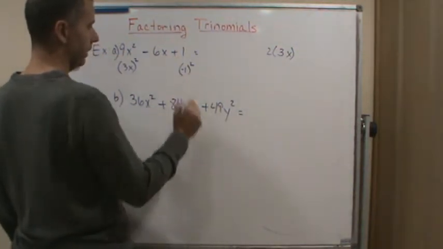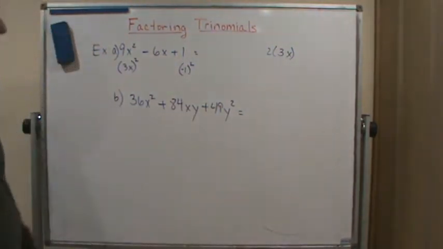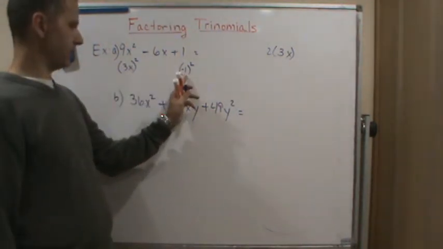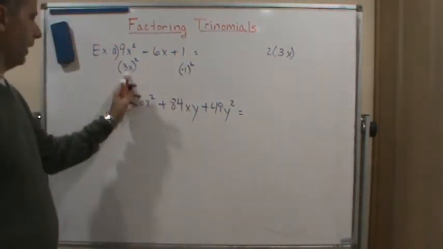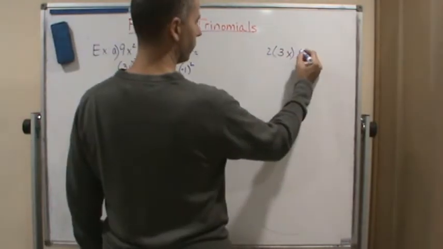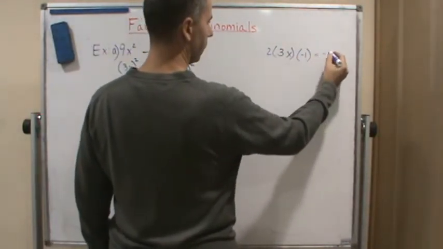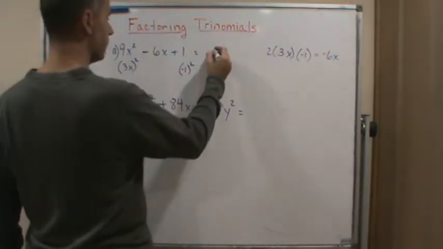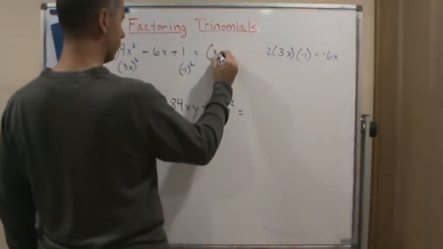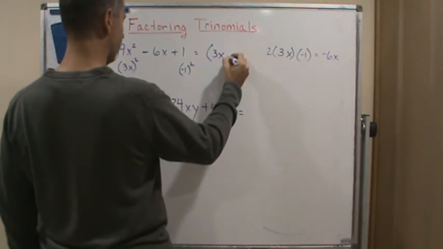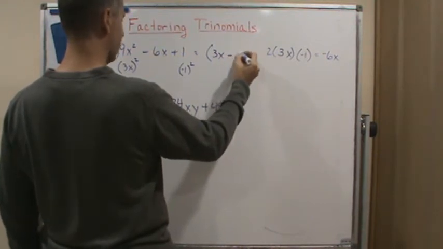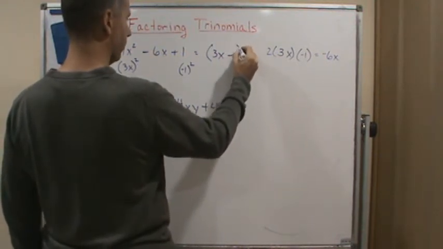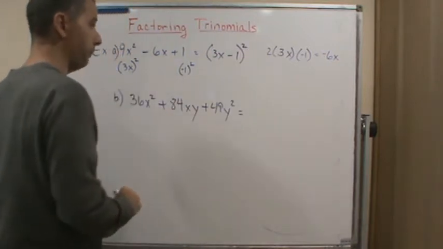this would be negative 1, right? Because they both have to be negative. So this is going to be negative 1 squared. And guess what? That gives it to us. So it looks like this will be 3x minus 1 squared.